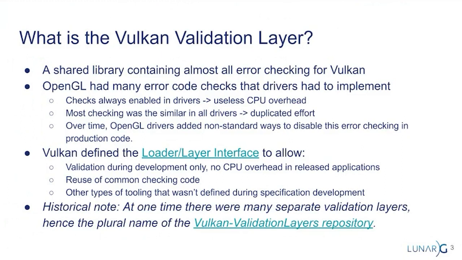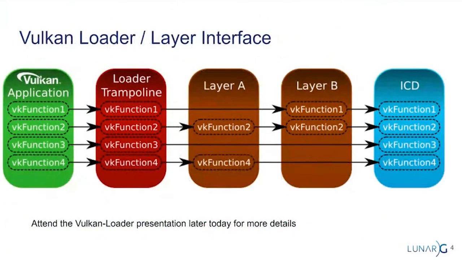And so Vulkan has what's called the loader layer interface, which allows arbitrary shared libraries to be injected in between your Vulkan function calls, and they get intercepted. This layer can be validation and choose to check your parameters for error messages, or it could be capturing all your API calls and printing them out, or it could be some other tool that wasn't designed yet.